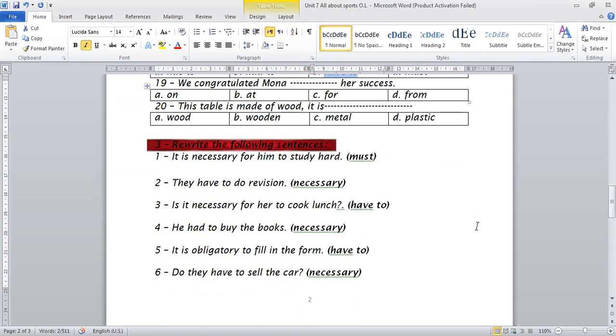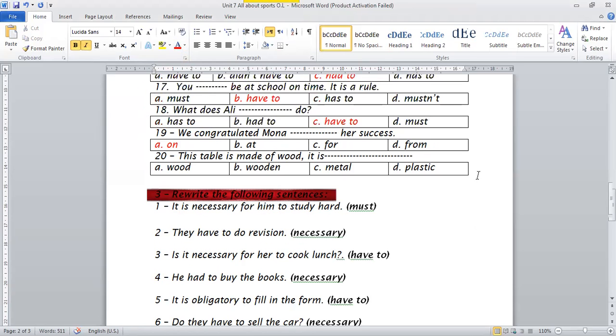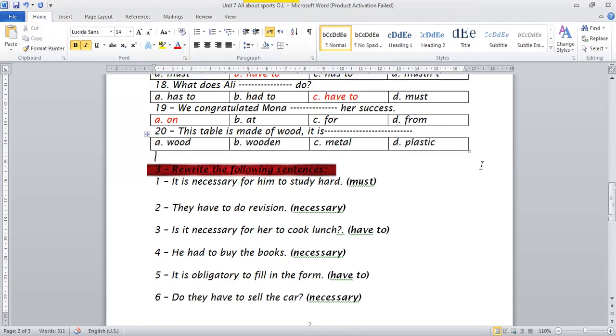Number 19, we congratulated Mona. Yes, Raqya? The verb congratulate for her success. No, not for. The verb congratulate takes the preposition on. Takes on. Okay? Number 3, this table is made of wood. So of course it will be B. Yes, Zena. B, yes. It's okay. Wooden. Because it's made of wood, so it will be wooden.